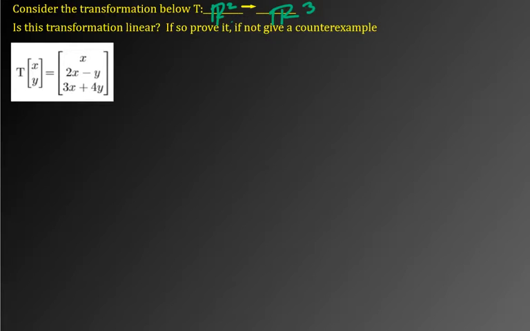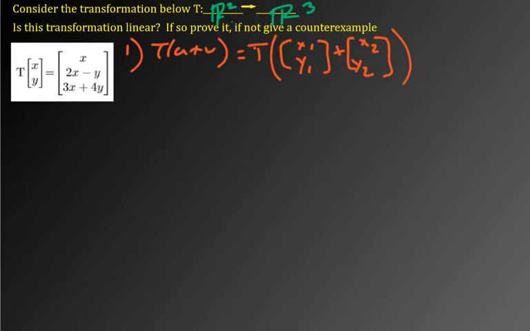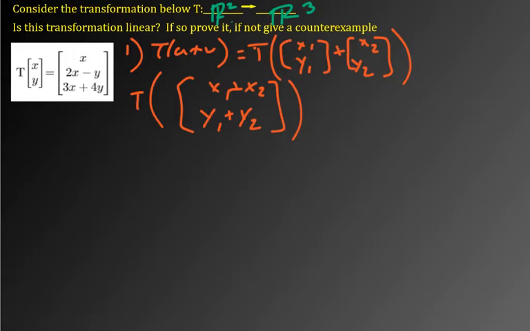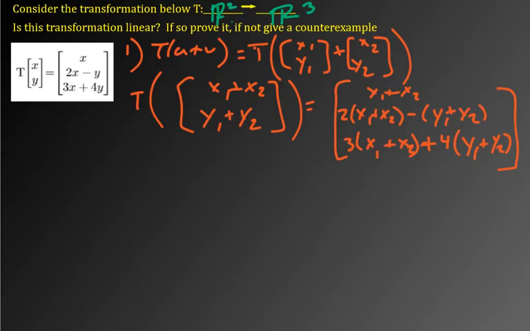So we've got to go through the 2 different properties. For property 1, we're going to do T of u plus v, so just arbitrary (x,y) vectors. That's going to be T of this, and we want that to equal T of u plus T of v. So I'm going to start by adding things together, and now I'm going to put this in for x and this in for y, and basically just simplify this thing.